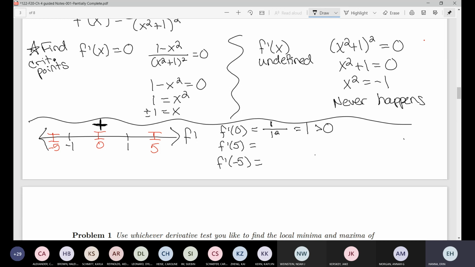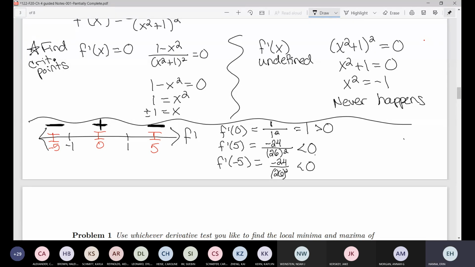Sometimes once you get good at these, you don't even need to figure out what the number is. You can just tell whether it's going to end up positive or negative. If I plug in 5, we're going to get 1 minus 25, so that'll be negative 24 all over whatever 26 squared is. I don't know what 26 squared is, but I'm going to have a negative divided by a positive, which is less than 0. That was for 5, so we have a negative there. Plugging in negative 5 is going to give me the same thing, negative 24 over 26 squared. Still don't know what that is, but it's less than 0. So we have a negative at that piece as well.